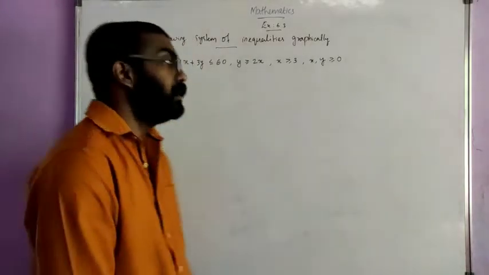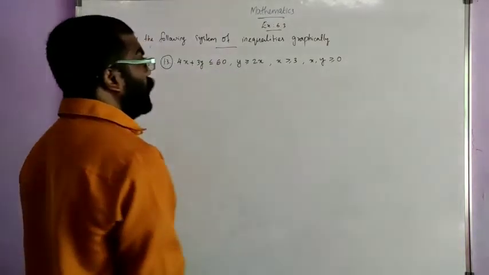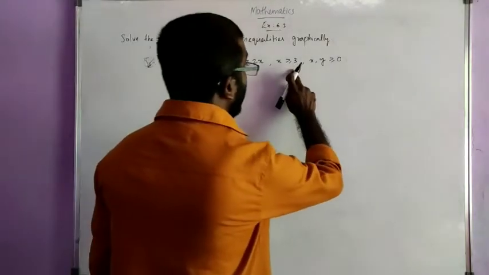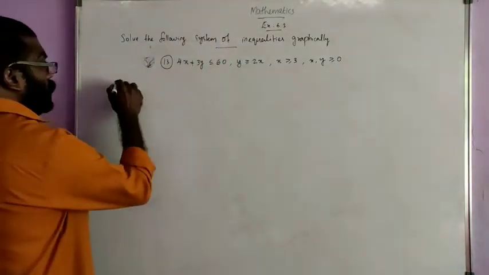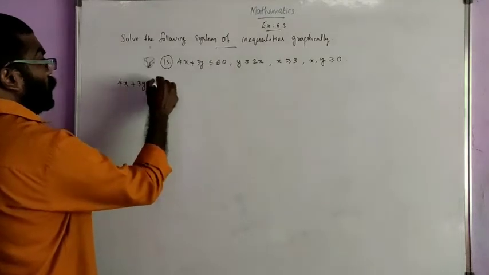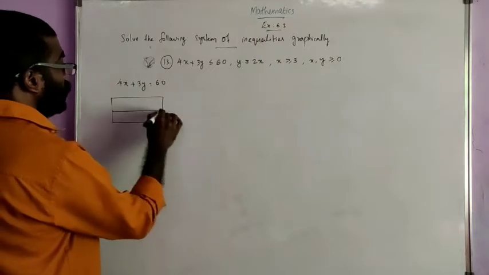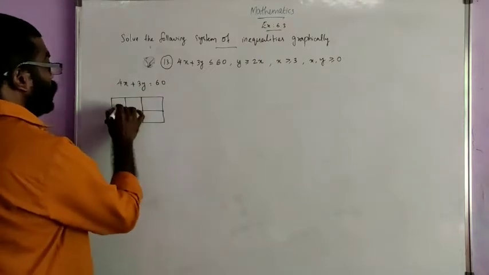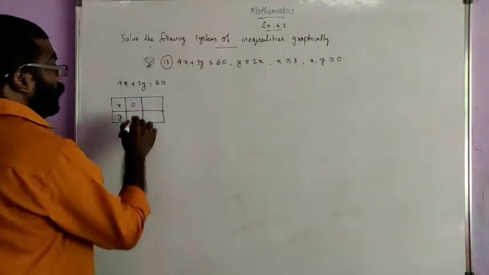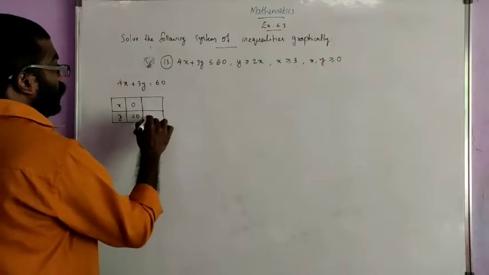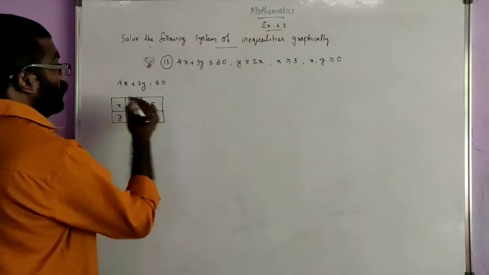Now the next question is 4x plus 3y less than or equal to 60, y greater than or equal to 2x, x greater than or equal to 3 and x, y greater than or equal to 0. First we can consider 4x plus 3y equal to 60. When x equal to 0, y is equal to 60 by 3, that is 20. And y is equal to 0, x is equal to 60 by 4, 15.